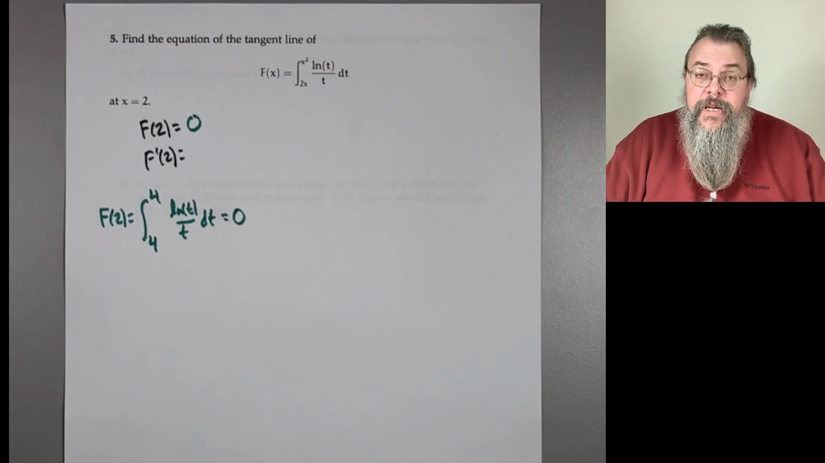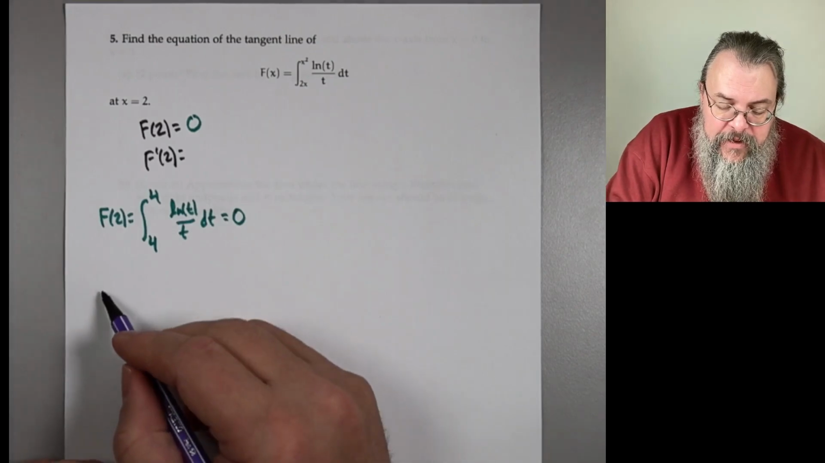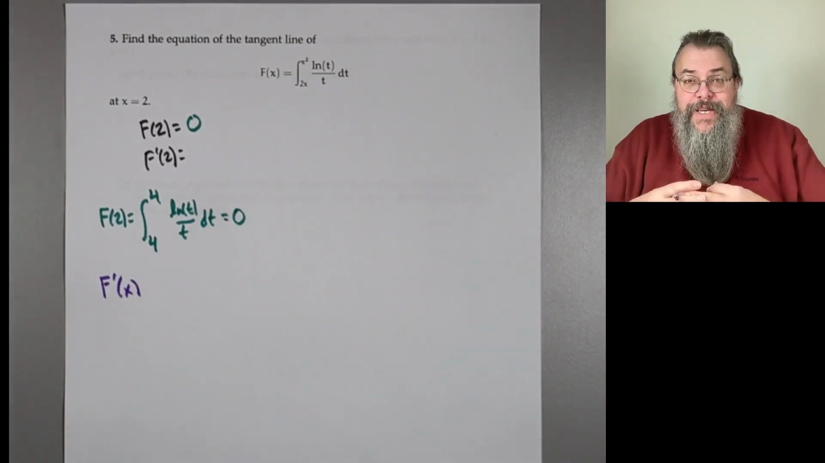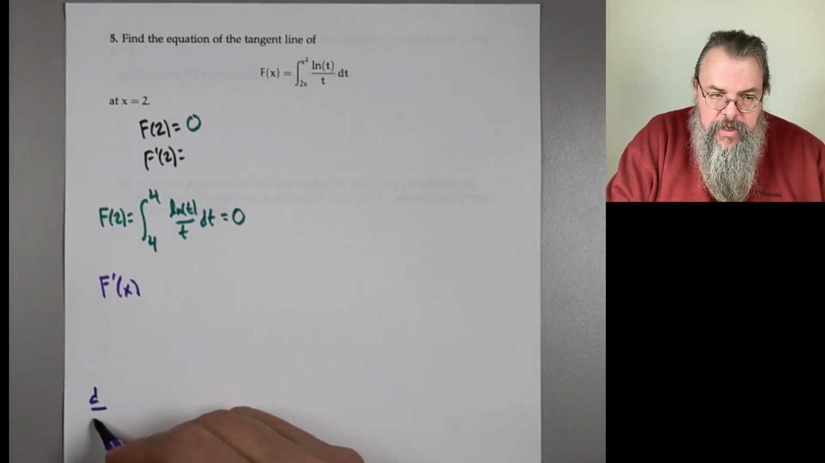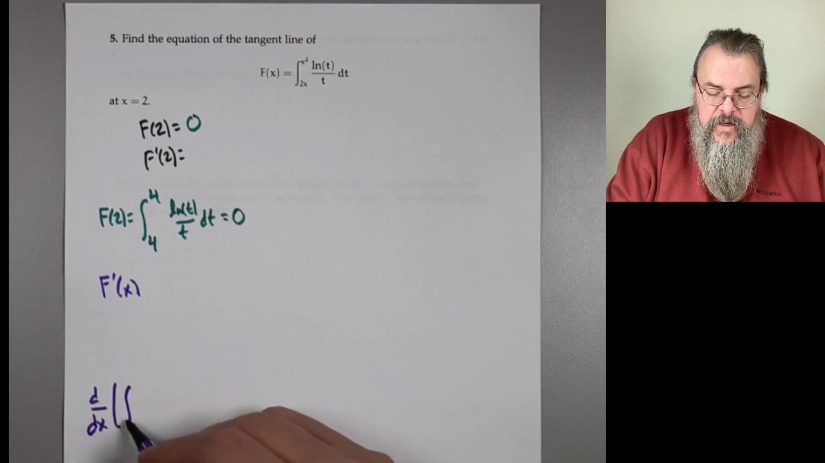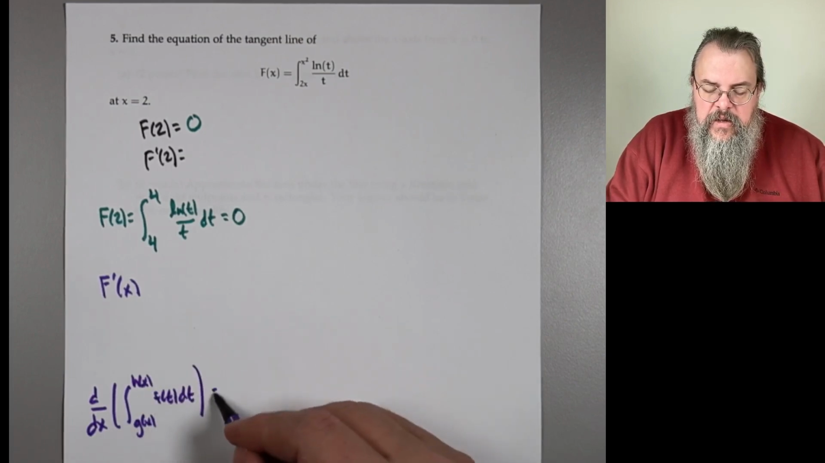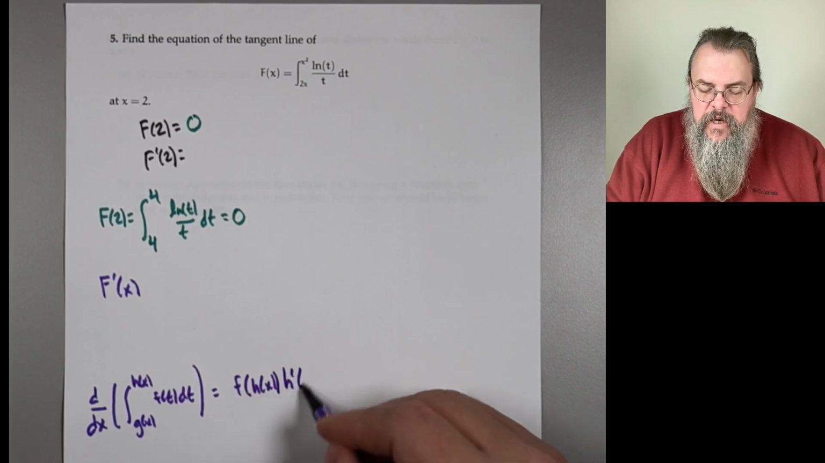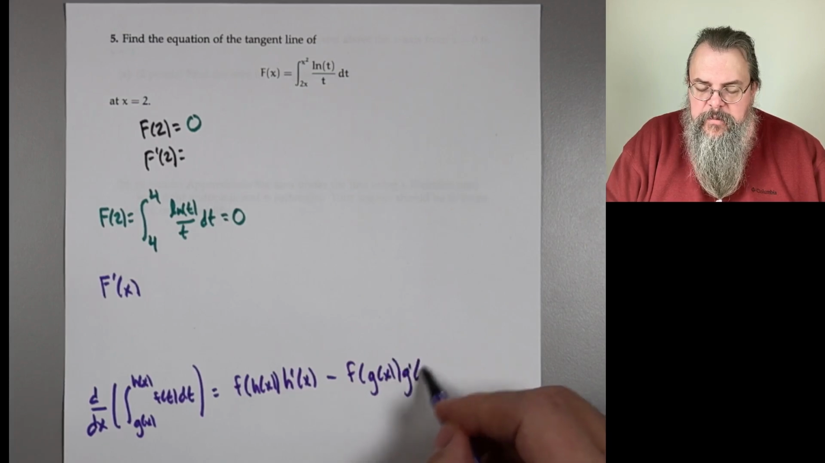All right, but we also need F prime of 2. For that, what's F prime of x? That's a derivative and an integral, which means fundamental theorem of calculus. So in general, we will make a little note here. The derivative of the integral from g of x up to h of x of f of t dt is equal to f of h of x times h prime of x minus f of g of x times g prime of x.